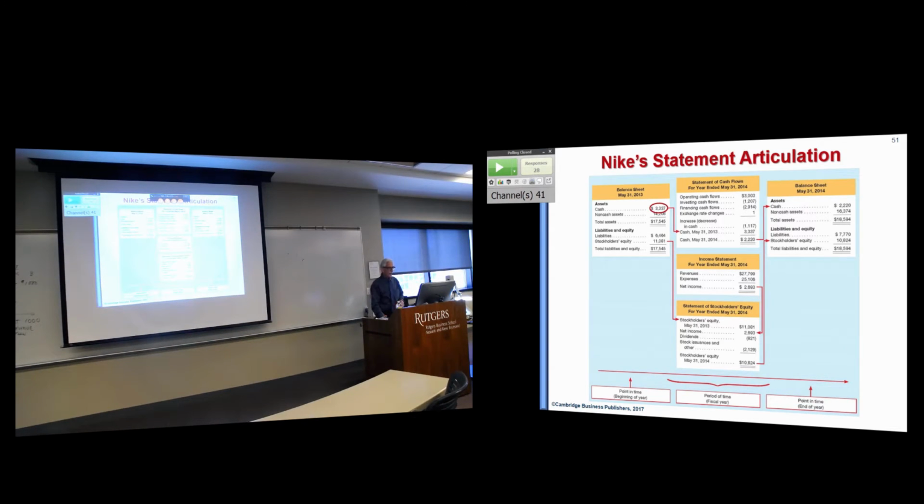So we're just showing you that, of course, the cash on the balance sheet is going to be on both balance sheets. You'll find them on the statement of cash flows. We go back over here.